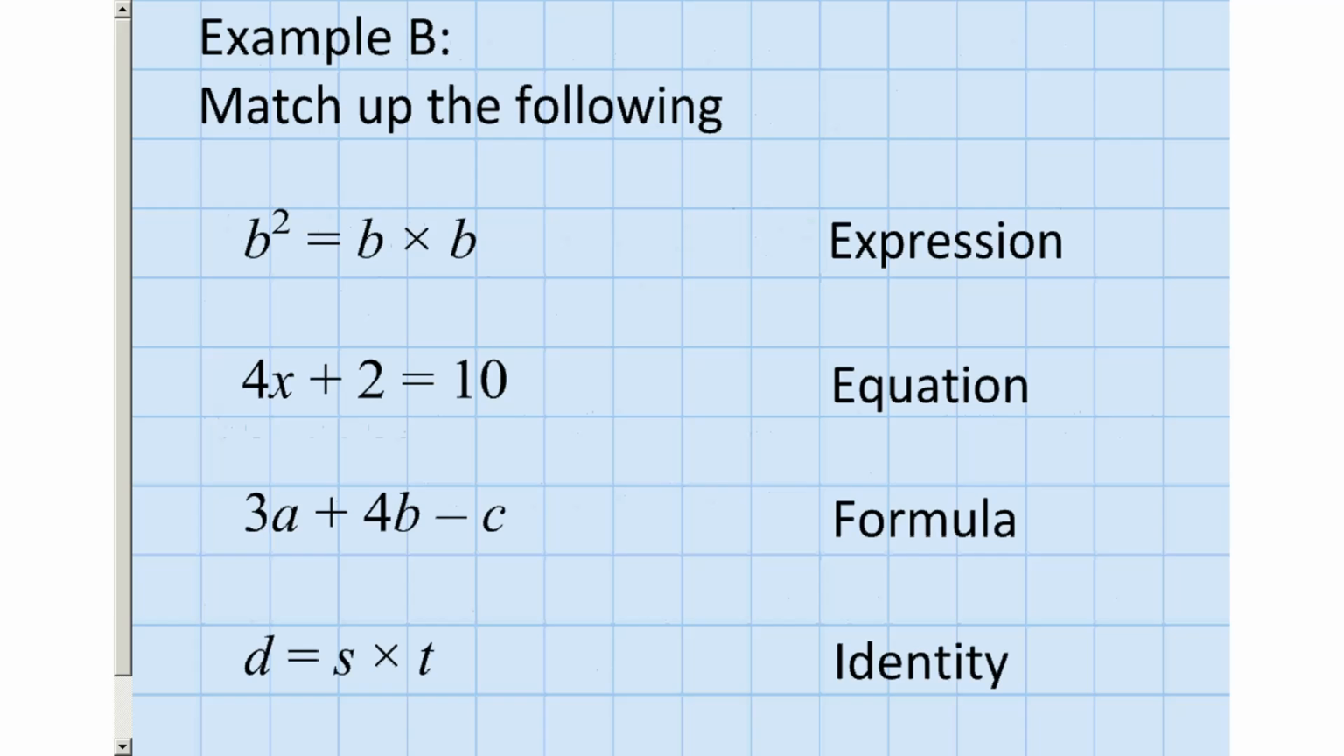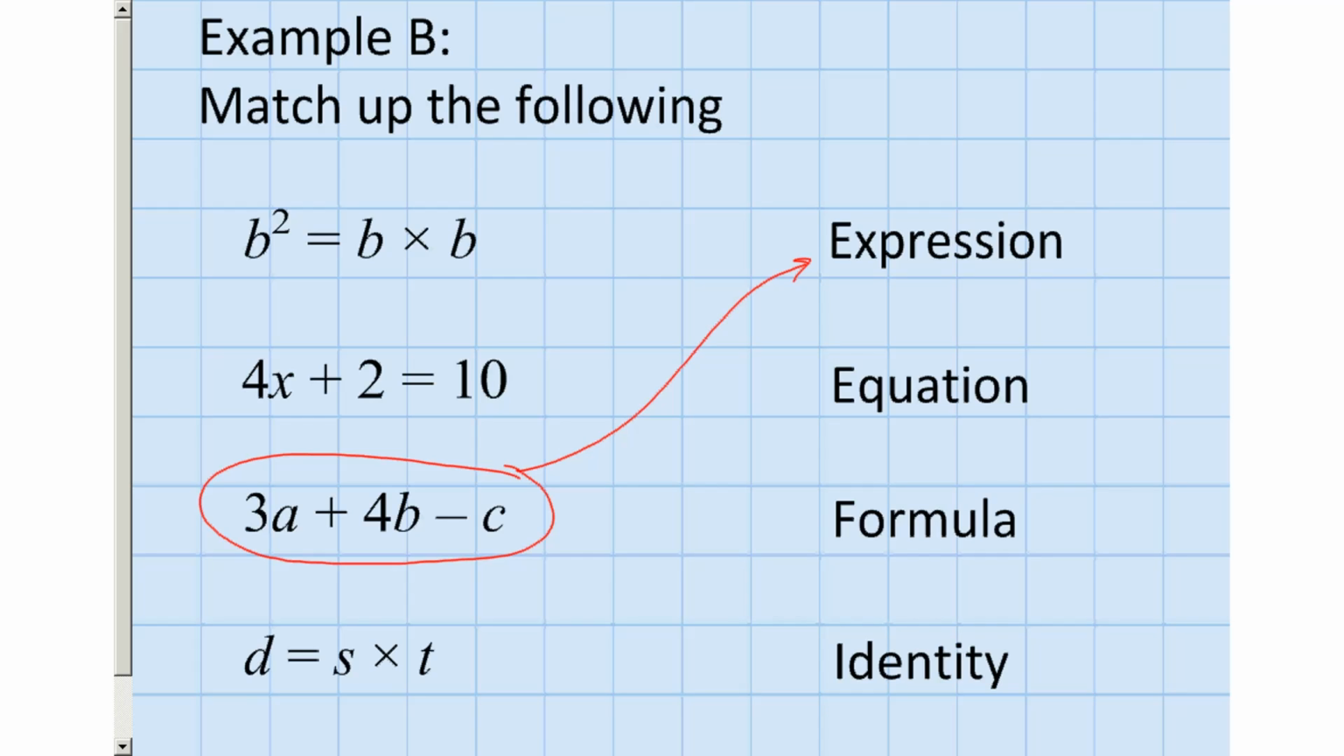Okay, so in this example, we're going to match up an expression, equation, a formula and an identity. An expression is a collection of numbers and letters that represent something. Well, 3a plus 4b minus c is a collection of letters and numbers that must represent something. It's not equal to anything, so we can't solve it, so this is our expression.